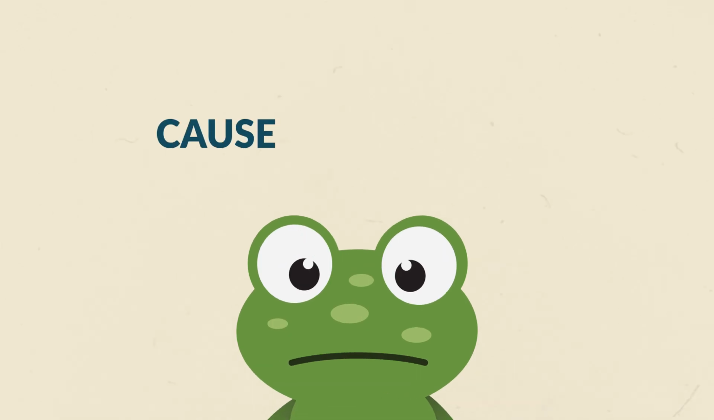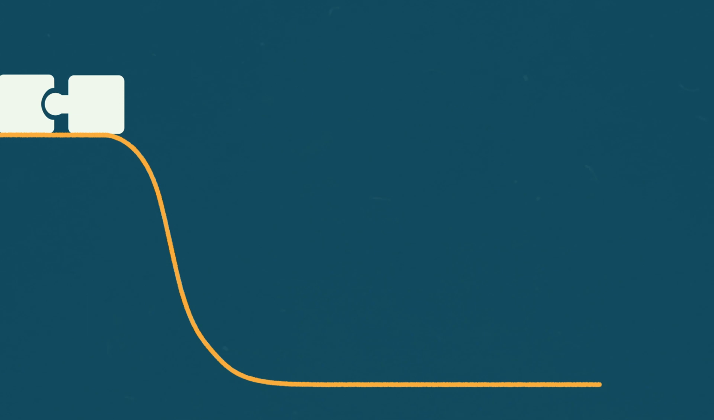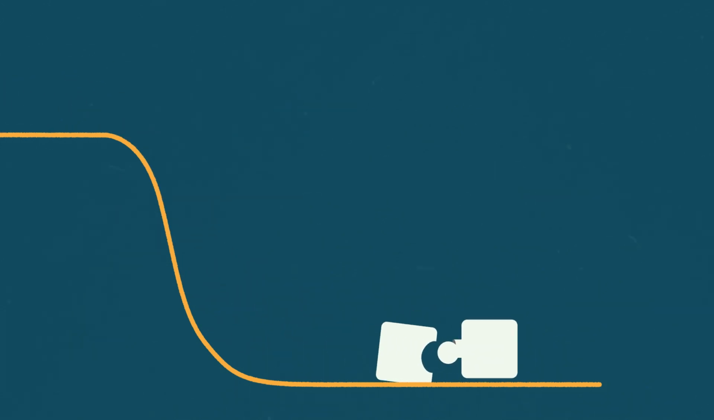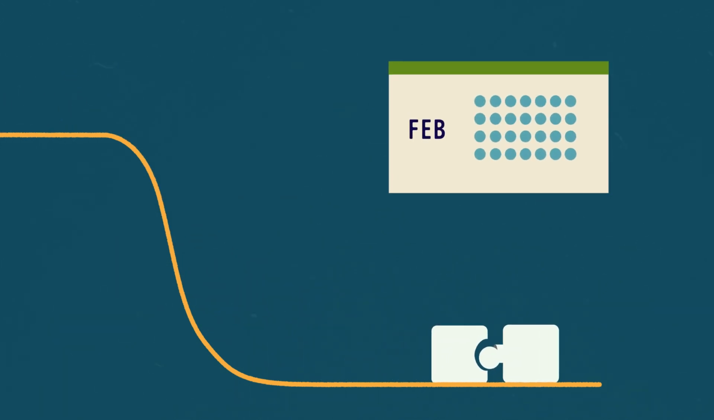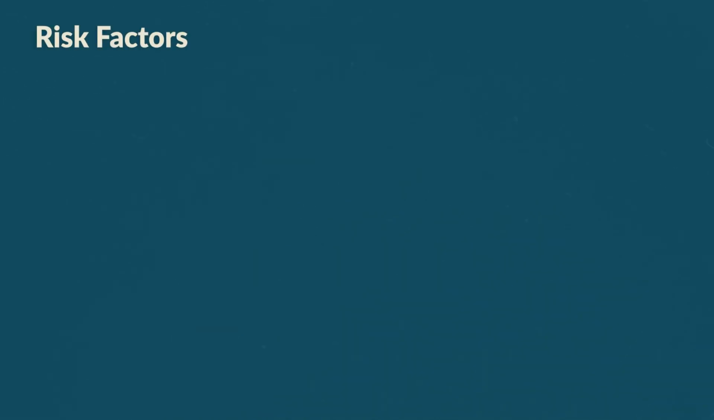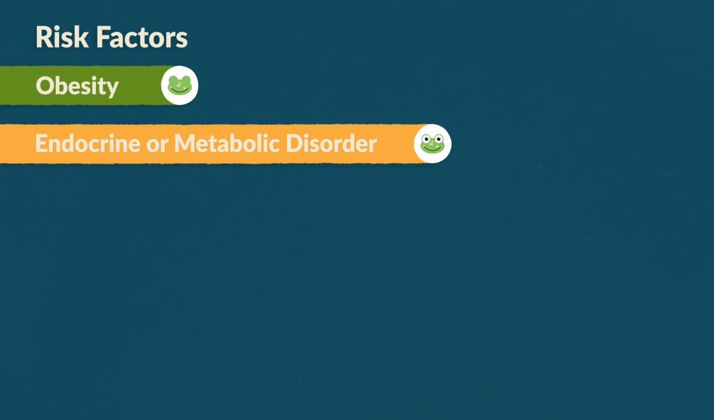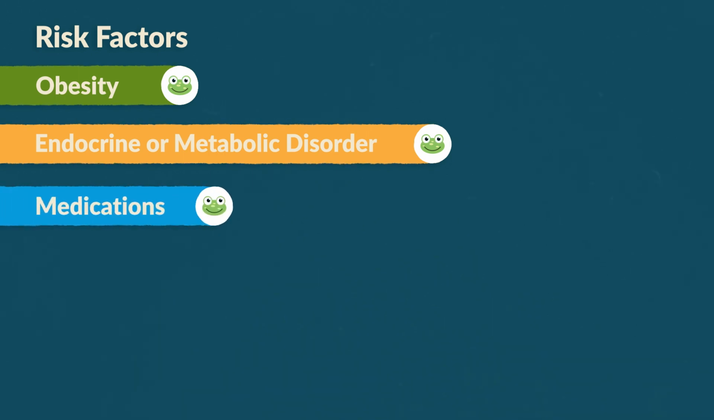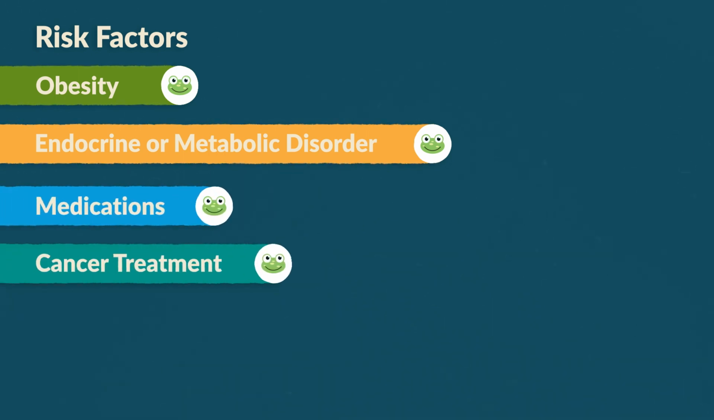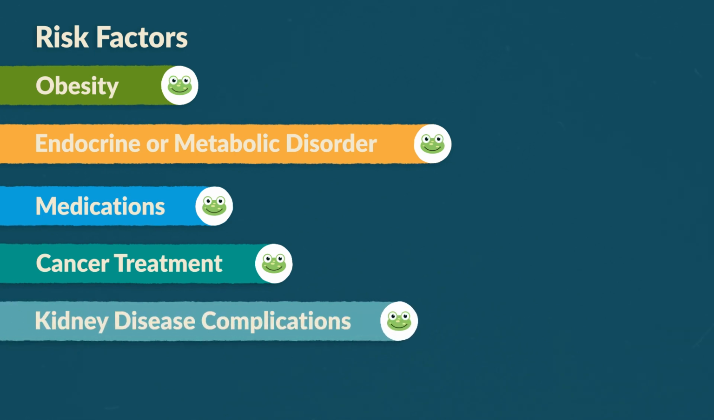The cause of SCFE is currently unknown and can happen suddenly as the result of a fall, or more often, it can develop gradually over time. There are several risk factors associated with SCFE, including excessive weight or obesity, endocrine or metabolic disorders such as diabetes, thyroid disease, or growth hormone problems, certain medications such as steroids, radiation treatment, bone problems related to kidney disease, family history.